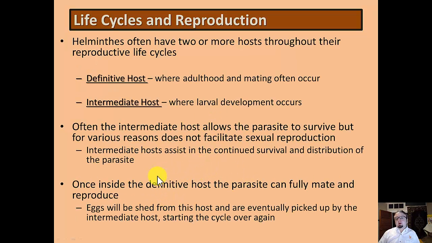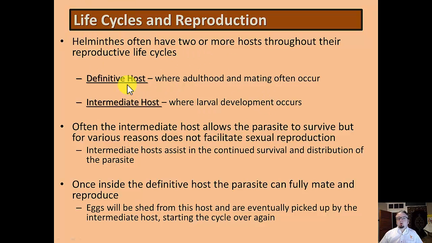Many of these types of organisms have complex life cycles. I misspelled that word right there. Take the E off that. But many of them have complex life cycles where they can actually go through multiple hosts. Sometimes they go into one host, but sometimes they'll actually go through a series of hosts. I'll give you an example of that here in just a second.